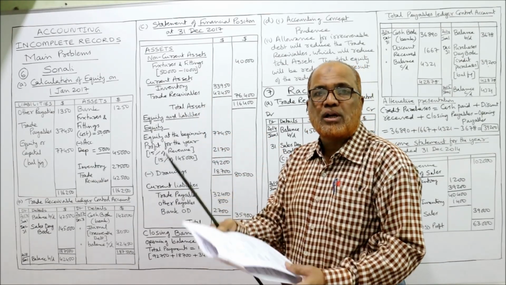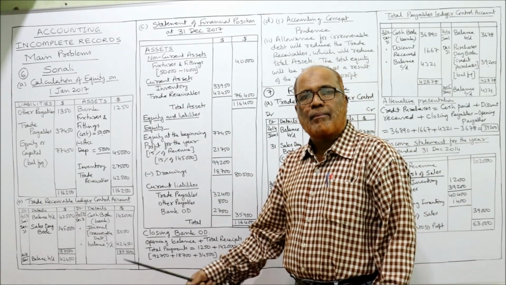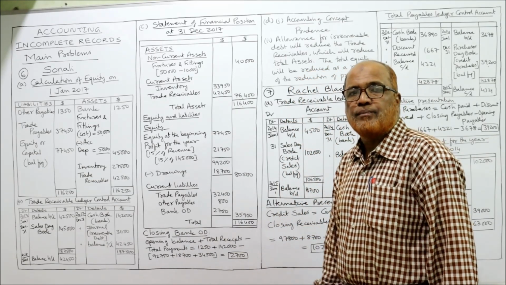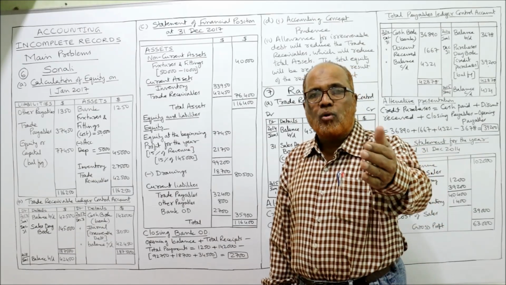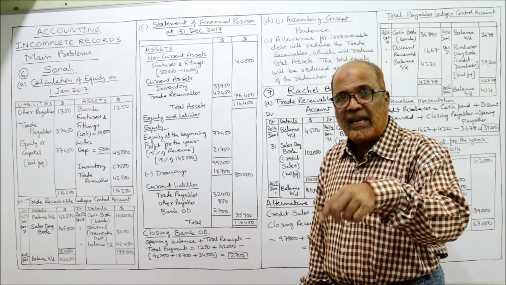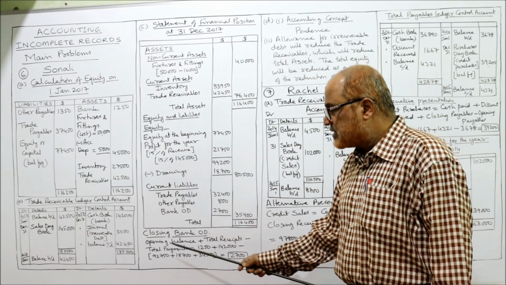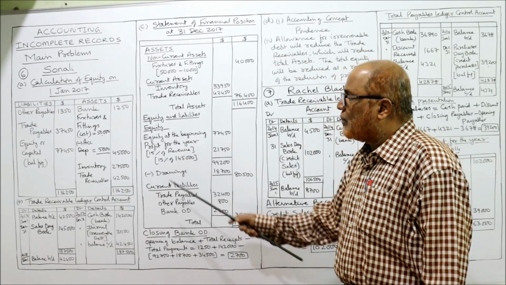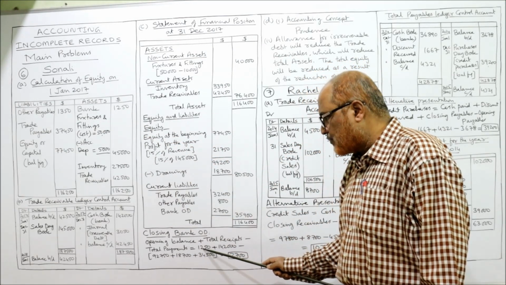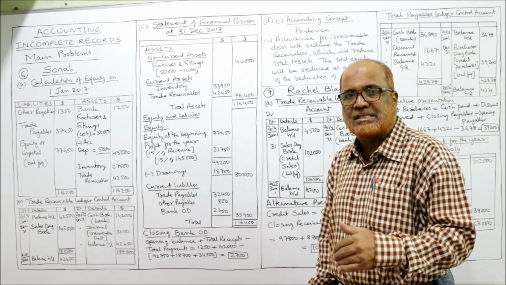Closing bank balance is not given. We have to find out the closing bank balance. So how to find out? Here I am showing. Actually, if payments are more than receipts, we'll get an overdraft. Now we'll see the opening balance. How much is the opening balance of bank? 1,250. So opening balance 1,250 plus total receipts.